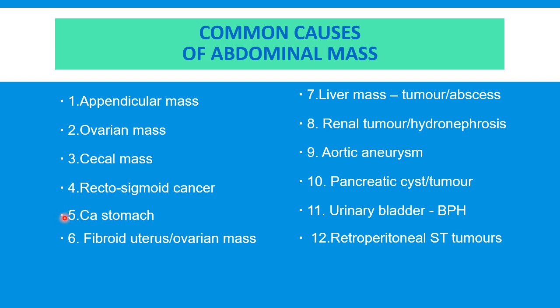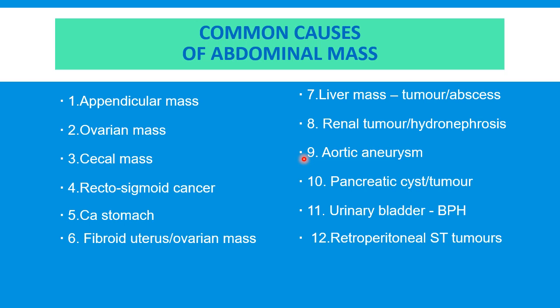Carcinoma of the stomach normally presents as an epigastric mass. Then from the uterus, you can have fibroid, and ovarian mass, which I've already mentioned. Uterine masses are usually suprapubic in location. Then you have liver masses, tumors, abscesses, or massive hepatomegaly, renal tumors, and hydronephrosis. The common cause of hydronephrosis used to be obstruction due to stones.